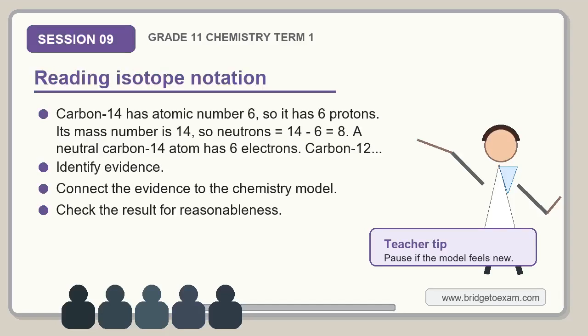Now let's work an example. Reading isotope notation. Carbon-14 has atomic number 6, so it has 6 protons. Its mass number is 14, so neutrons equals 14 minus 6 equals 8. A neutral carbon-14 atom has 6 electrons. Carbon-12 and carbon-14 are both carbon because both have 6 protons, but they differ in neutron count. Notice how the answer comes from evidence and reasoning.